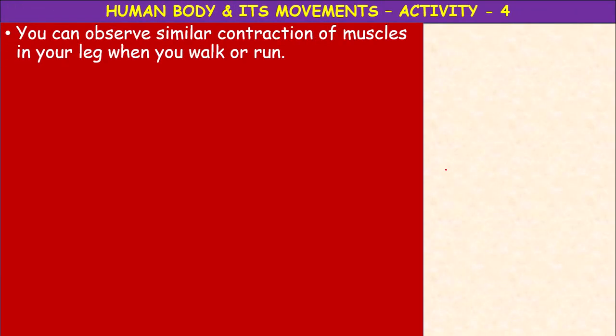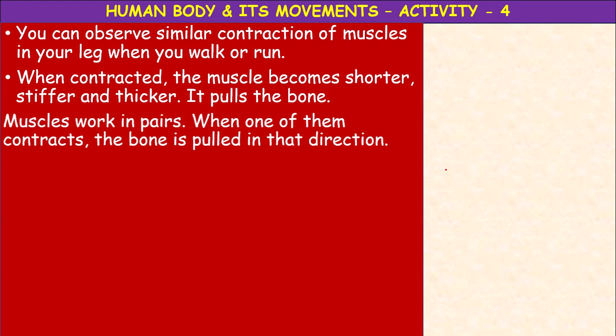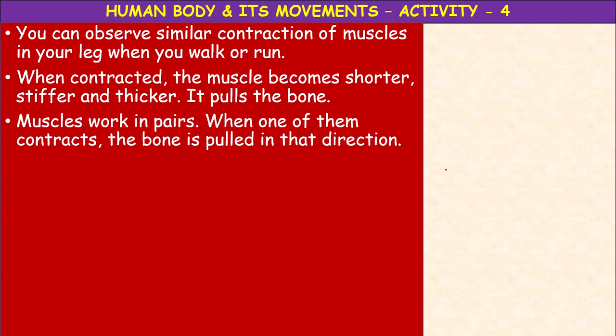Now we are going to learn about the muscles. You can observe similar contraction of muscles in your leg when you walk or run. When contracted, the muscle becomes shorter, stiffer and thicker. It pulls the bones. The muscles work in pairs, working together.